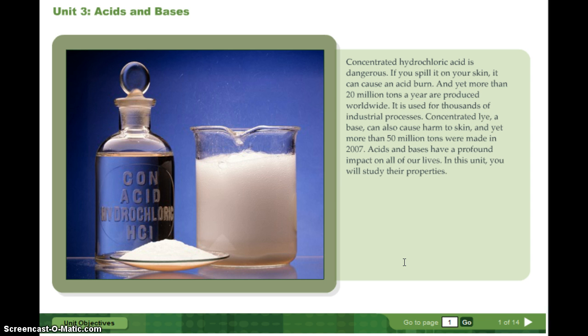And yet, more than 20 million tons a year are produced worldwide. It is used for thousands of industrial purposes. Concentrated lime, a base, can also cause harm to skin, and yet more than 50 million tons were made in 2007. Acids and bases have a profound impact on all of our lives. In this unit, you will study their properties.